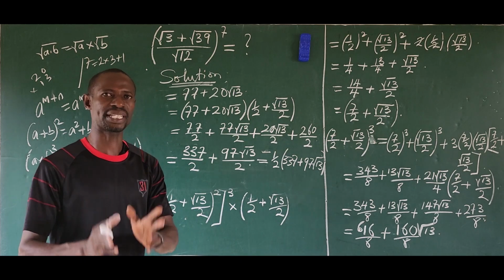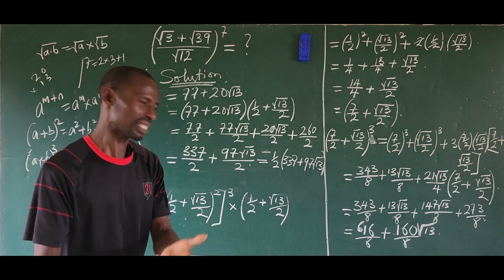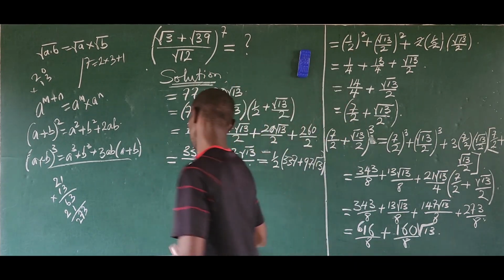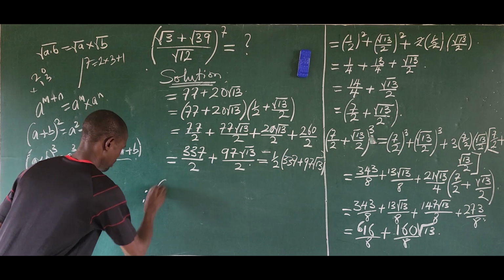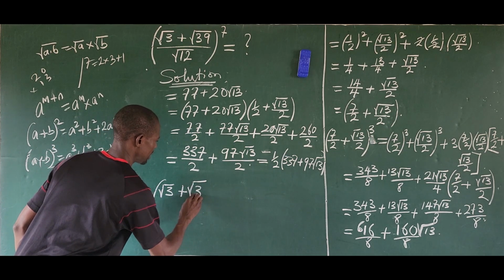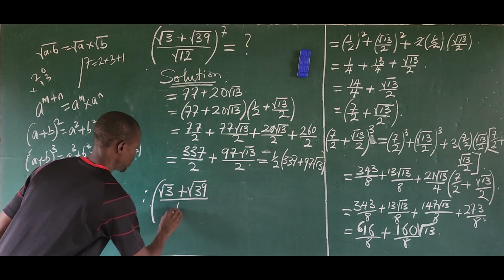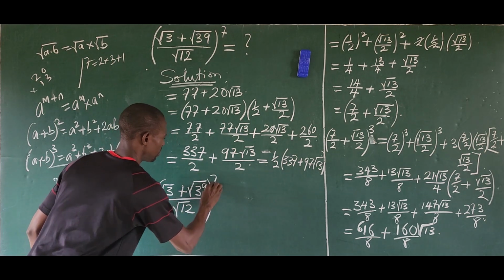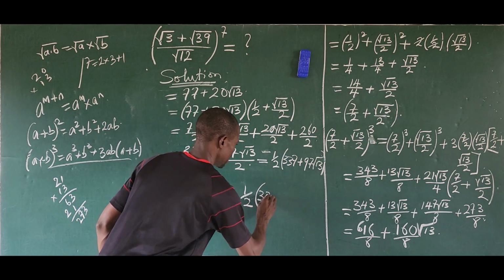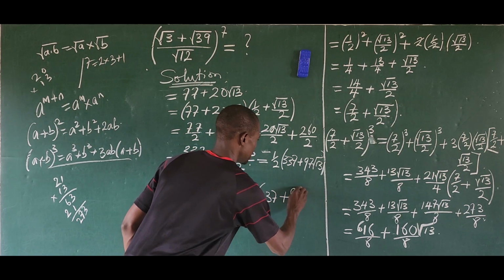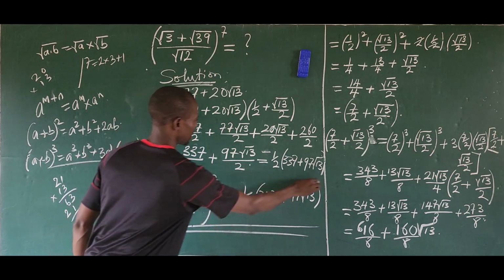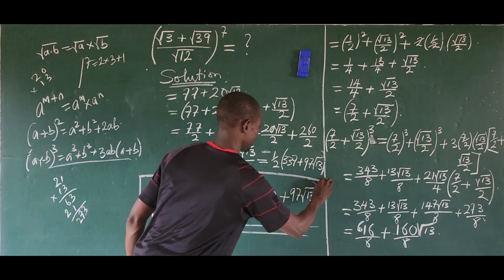So let's go ahead and present our answer in a better format. Let's erase this. Bringing the original question, we're going to have therefore, open bracket the square root of 3 plus the square root of 39, then all over the square root of 12, all raised to the power of 7, is equal to 1 all over 2 into 337 plus 97 root 13, close bracket. So this is the simplification or the answer without the use of calculator.